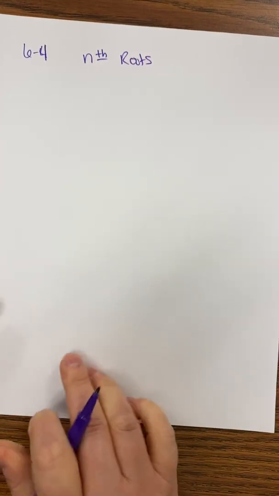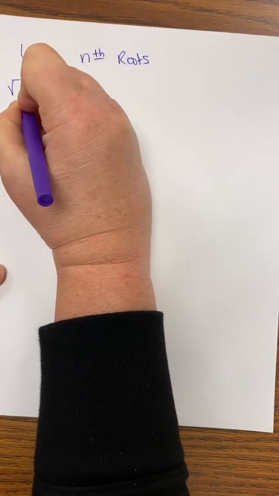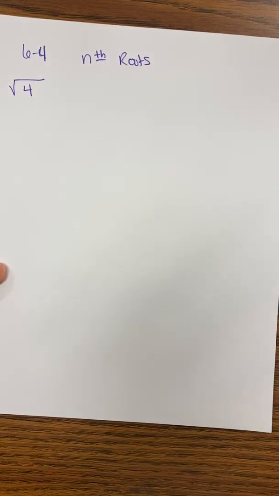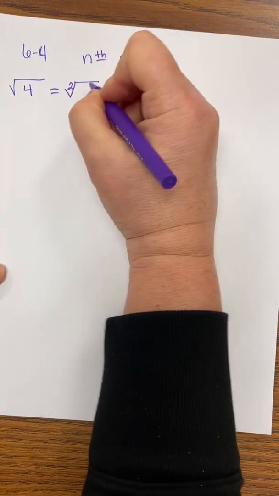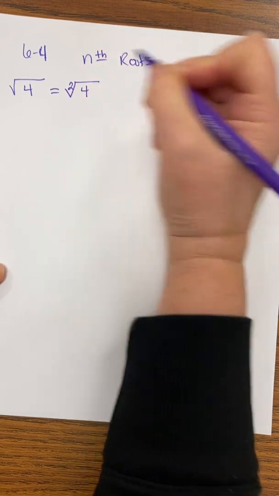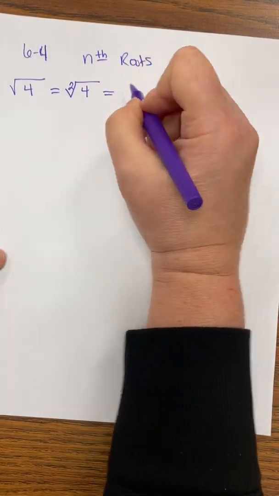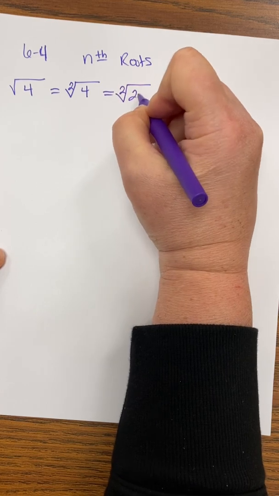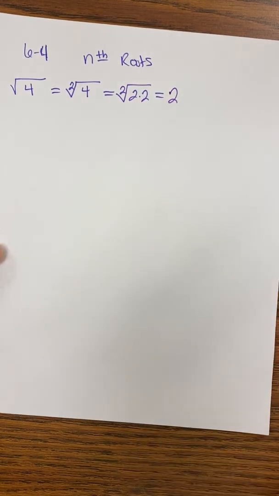So let's start off talking about square roots, which is what you've been doing so far. If I have the square root of 4, that's the same thing as saying I have the second root of 4. And you should know that is 2 because 2 times 2 is 4. So the square root of 4 is 2.